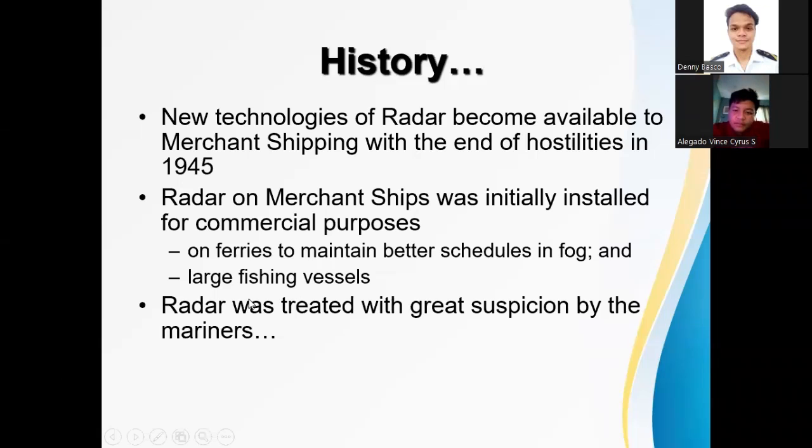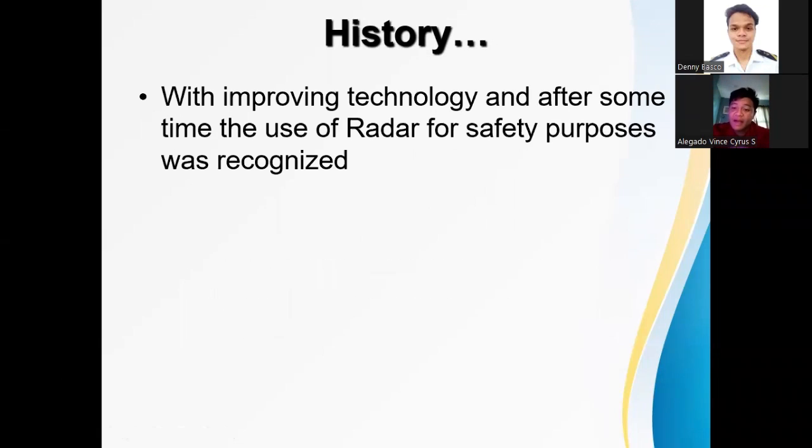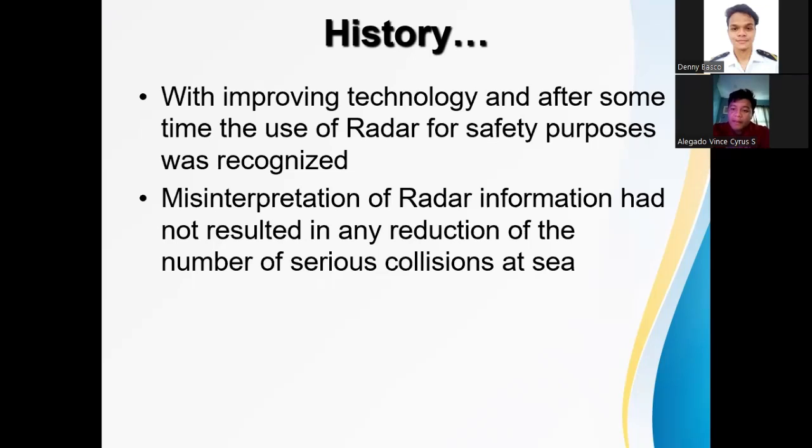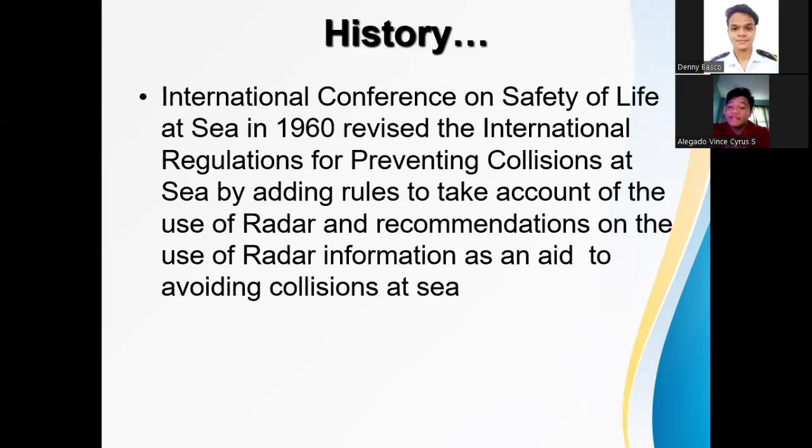Improving technology, and after some time, the use of radar for safety purposes was recognized. Misinterpretation of radar information had not resulted in any reduction in the number of serious collisions at sea. The International Conference on Safety of Life at Sea in 1960 revised the international regulations for preventing collisions at sea by adding new rules to take account of the use of radar and recommendations on the use of radar information as an aid to avoid collisions at sea.